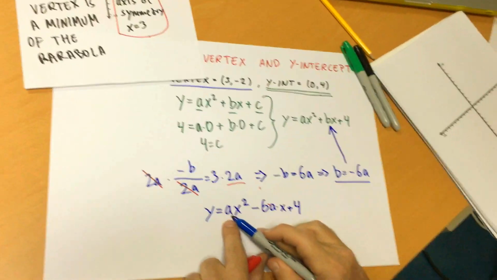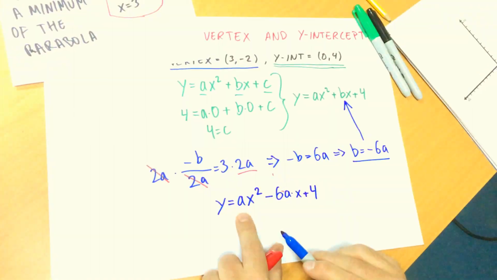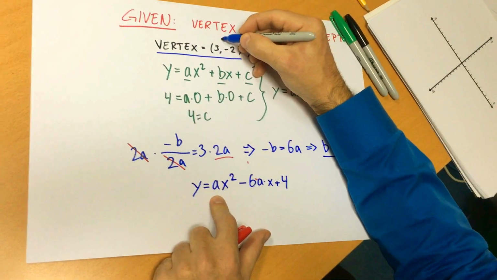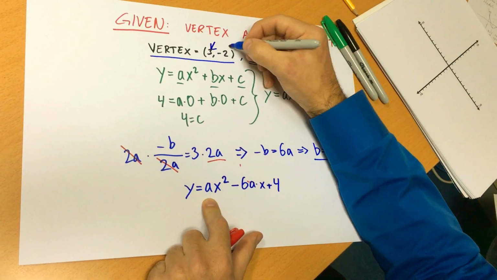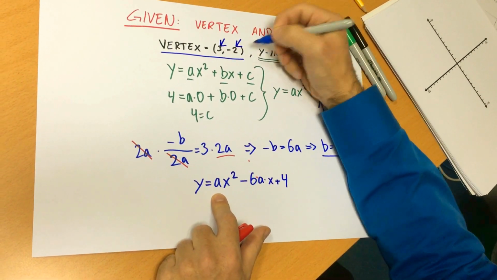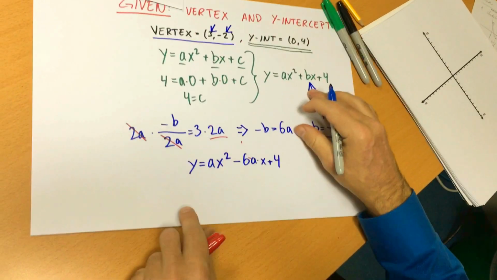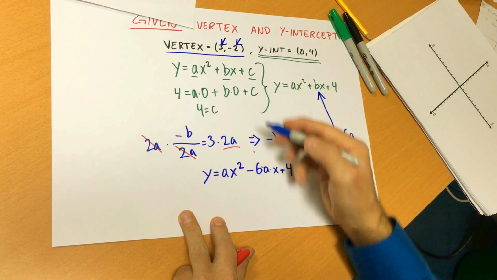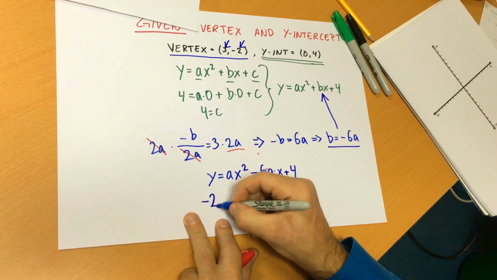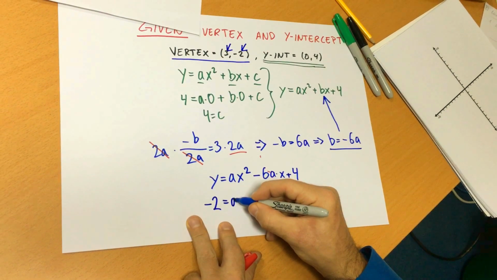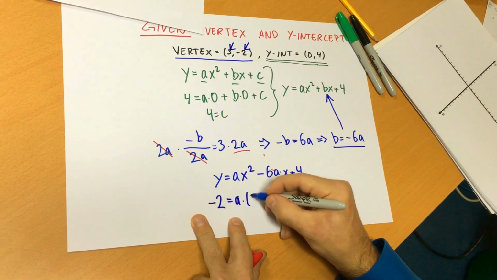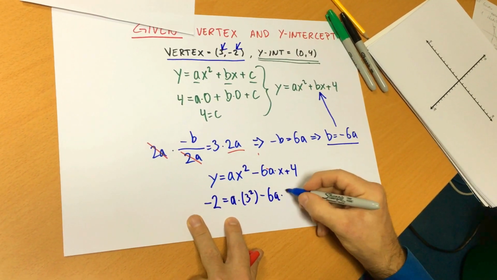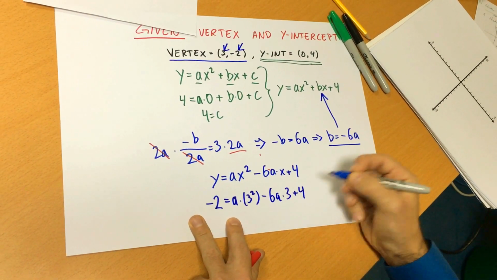And okay, so I still have an a in here. I'm still not done. But I actually didn't use all possible information because I know that when x is equal to 3, I have that y is equal to negative 2. This negative 2 is a piece of information we didn't use yet. So let's put in x equal to 3, and I must have y equal to negative 2. So negative 2 is equal to a, which is still unknown, times 3 squared, minus 6a times 3, because x was equal to 3, plus 4.